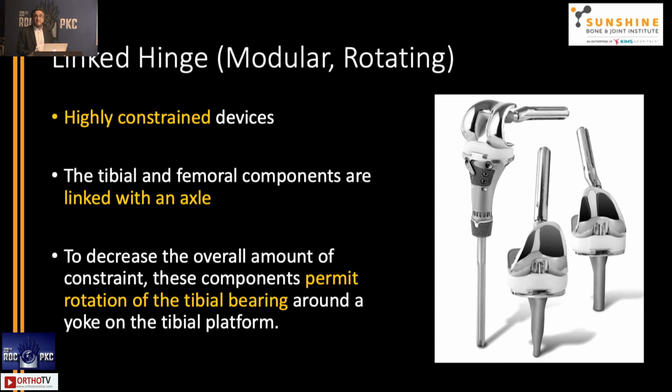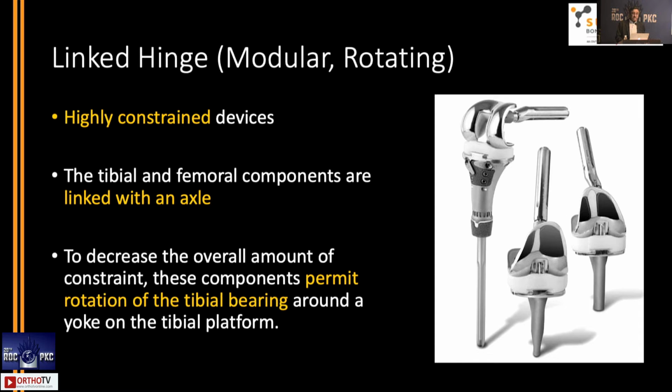And now the next constraint in the ladder is linked hinge, which is modular or rotating. Highly constrained devices, the tibial and femoral components are linked with an axle. To decrease the overall amount of constraint, these components permit a rotation of the tibial bearing around a yoke on the tibial platform. When I started the practice around 30 years back, the hinge was a no-no.